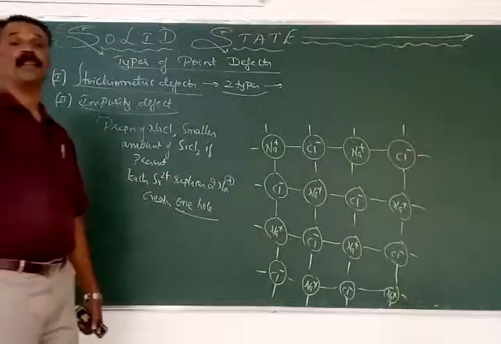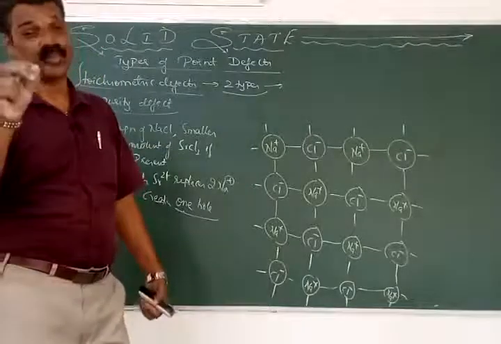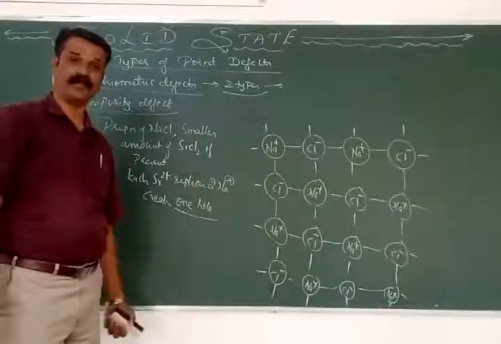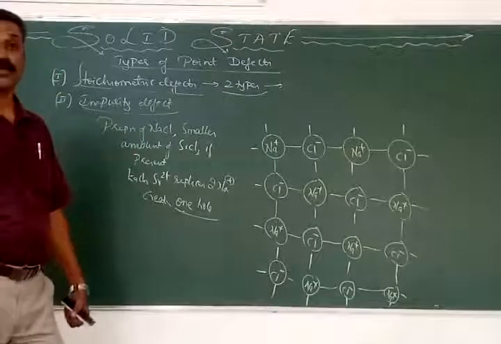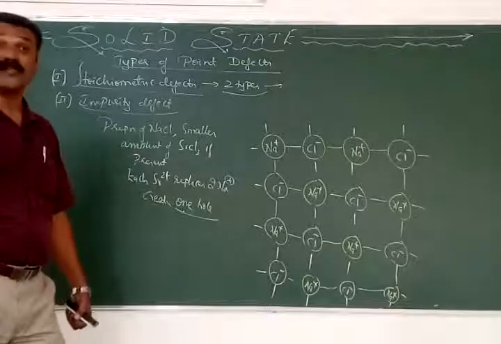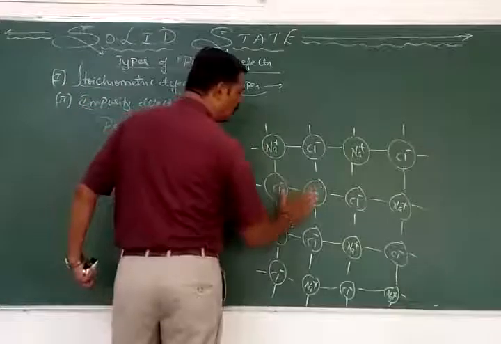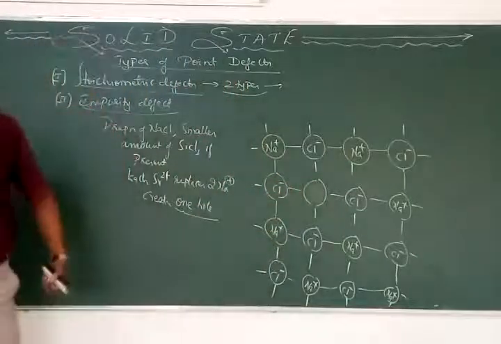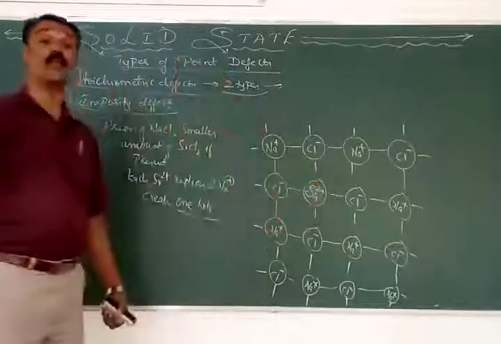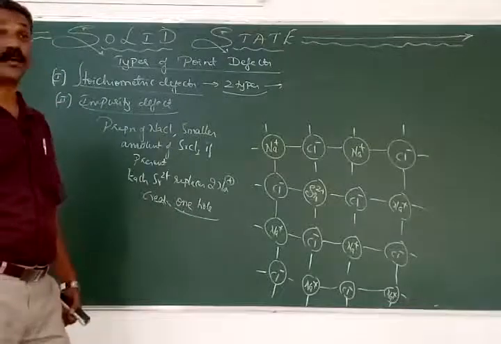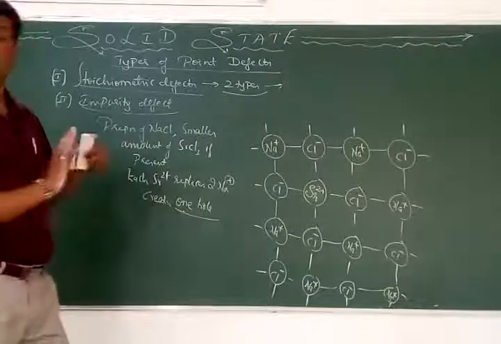Suppose we have 1 kg of sodium chloride, and a small amount of strontium chloride is present as an impurity. Strontium chloride means SrCl2; there is no problem with the Cl minus. But instead of Na plus, there is the presence of Sr2 plus. One Na plus cannot be replaced by one Sr2 plus because Sr2 plus is divalent and Na plus is monovalent. Now it is not electrically neutral.